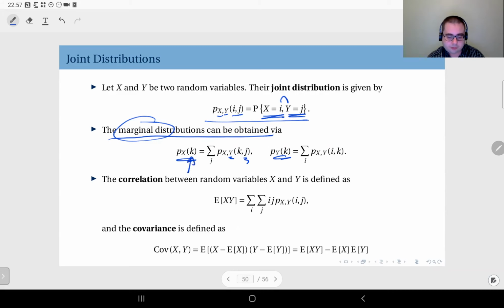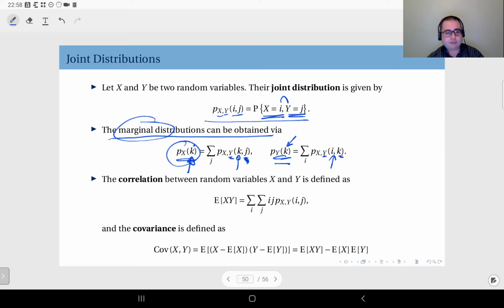So the marginal distribution of X at k can be obtained by adding up this joint distribution where X takes the value k, and you just put in all possible values of Y and add them up, and you get this probability. Similarly, if you fix the value of Y to k and add all probabilities with all possible outcomes of X, what you obtain is the probability of Y at value k. So these we call the marginal distribution of X and the marginal distribution of Y.